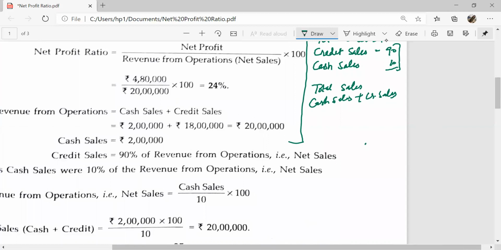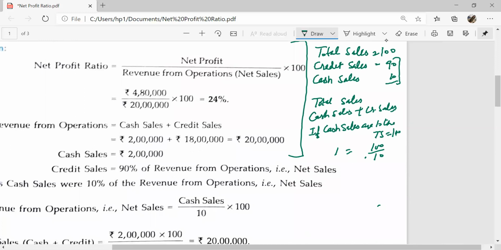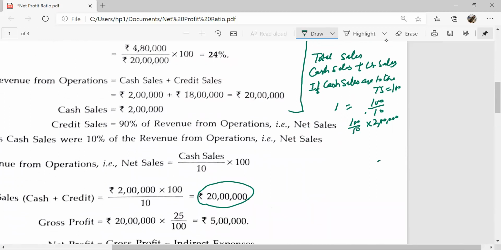Now from the figure of the cash sales, we will calculate the figure of total sales. If cash sales are 10, then total sales is equal to 100, and if cash sale is 1, then total sales is equal to 100 upon 10, and if cash sales is rupees 2 lakh, then the total sales will be 100 divided by 10 into 2 lakh, and the figure of the total sales will be 20 lakh.